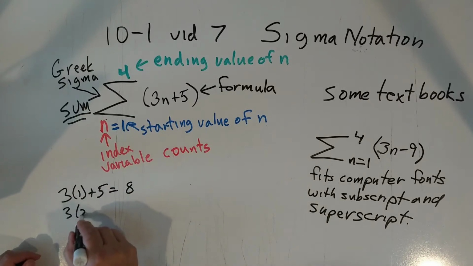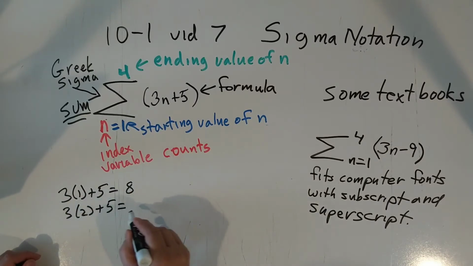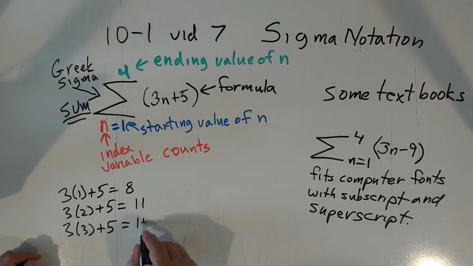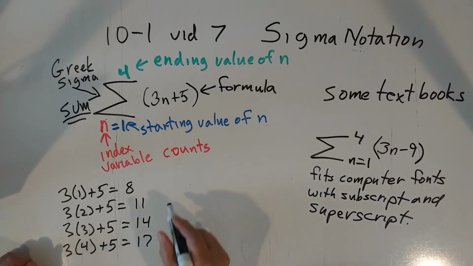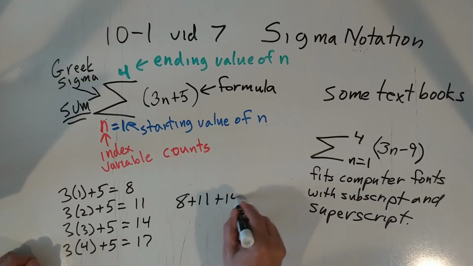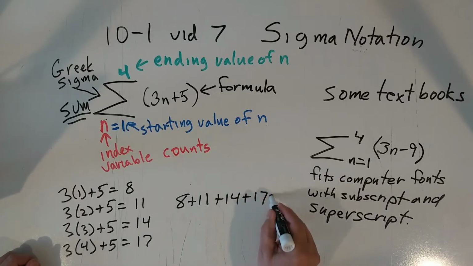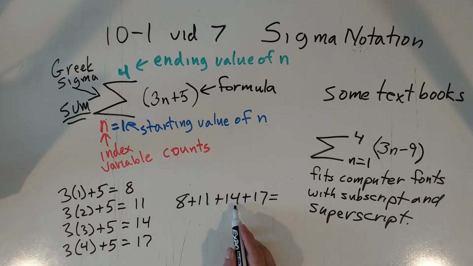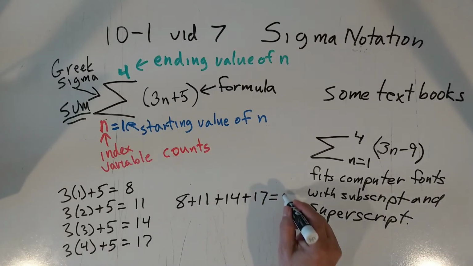3 times 2 plus 5, which is 11. 3 times 3 plus 5, which is 14. And 3 times 4 plus 5, which is 17. So we would be adding up 8 plus 11 plus 14 plus 17. And of course, 8 and 11 is 19, 29, 33, 40, 50 would be our sum.